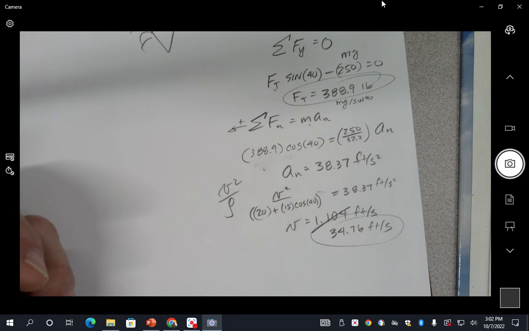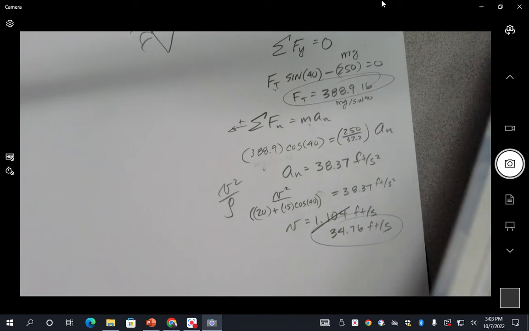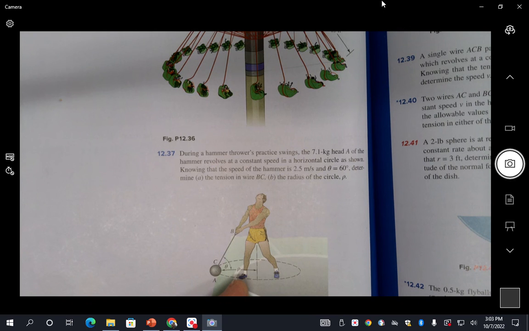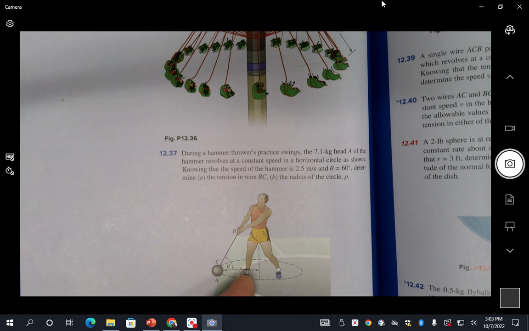The good thing on this is that it's a short problem, but it's not that much different from this one. This is basically the same problem as that. We did this one as a homework problem, right? Yeah.